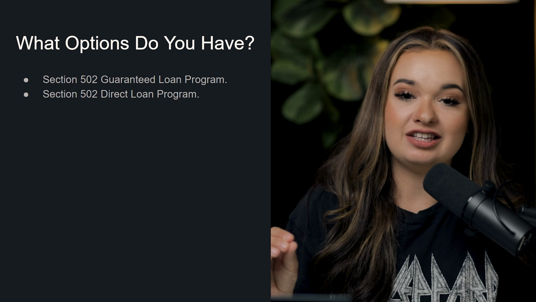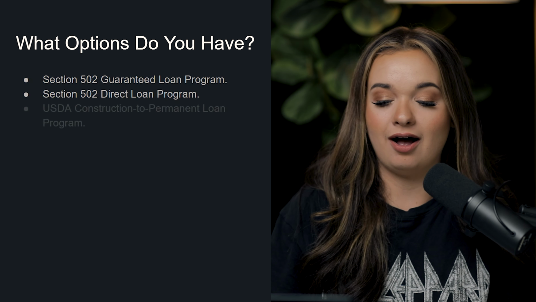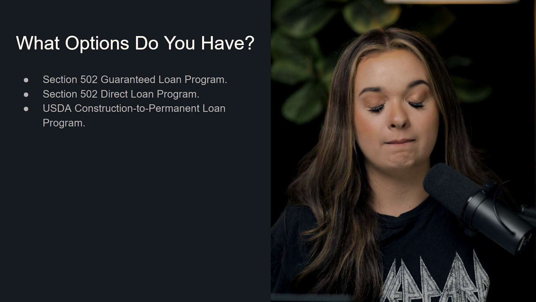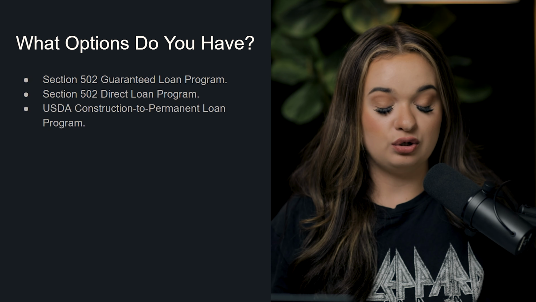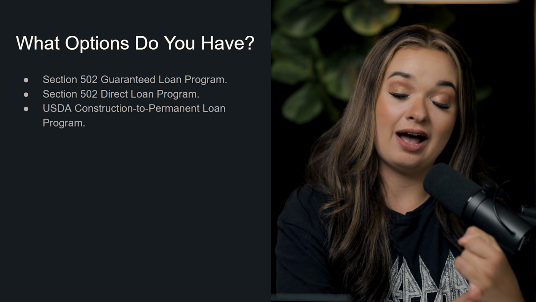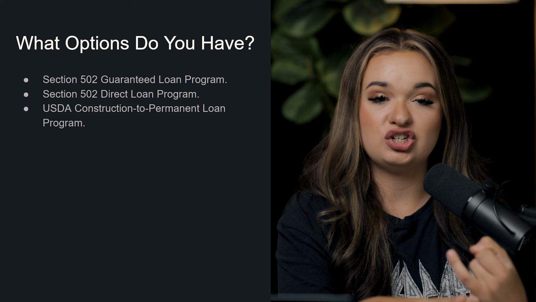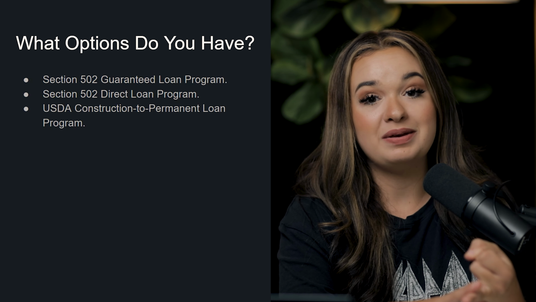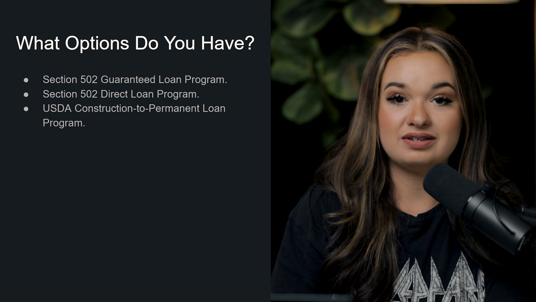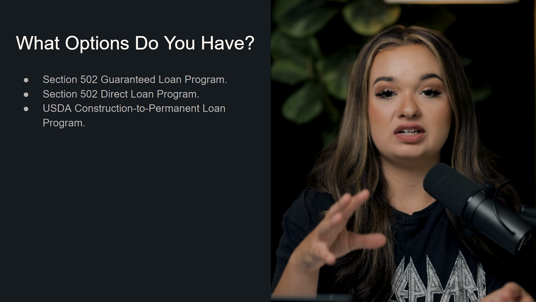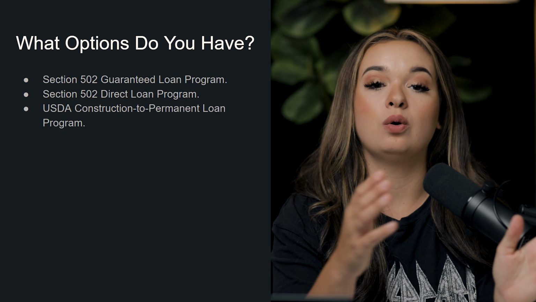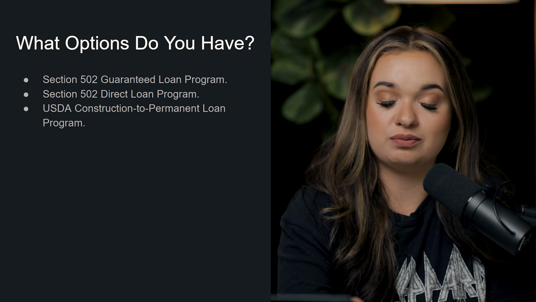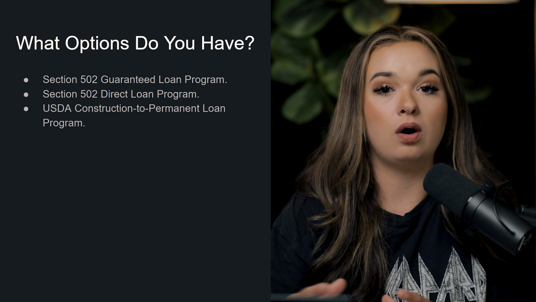Now, in addition to these two options, there is a third option, which is the USDA Construction to Permanent Loan Program. This is for those of you who may be interested in buying a house that needs a little bit of renovation and financing repairs into that purchase. Or you may be interested in building a house in a rural area and want to get one loan program to buy the land and finance the construction materials for your build all in one loan.